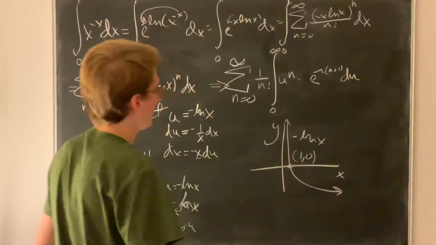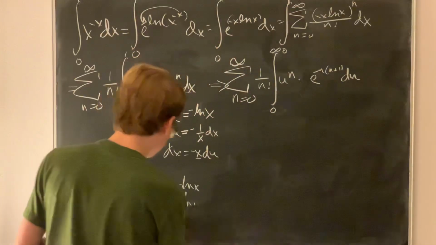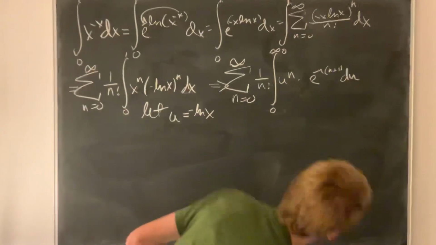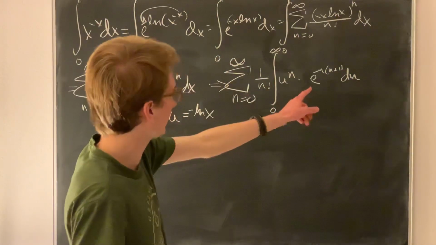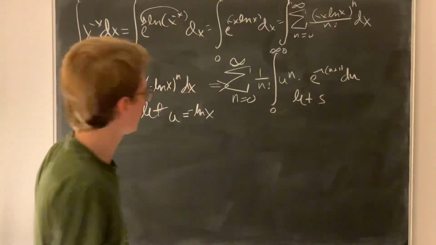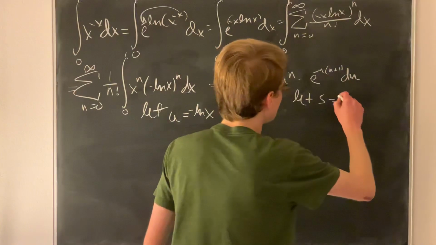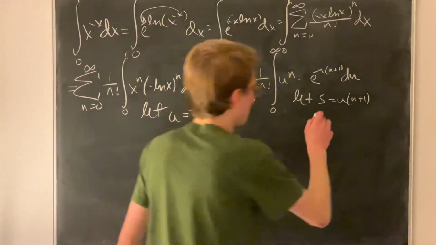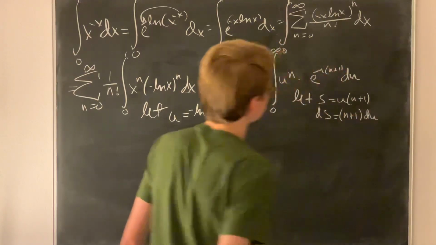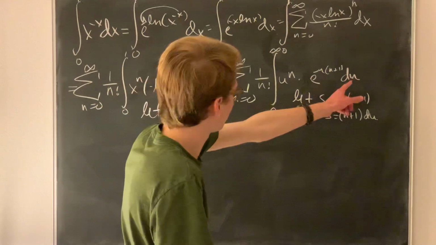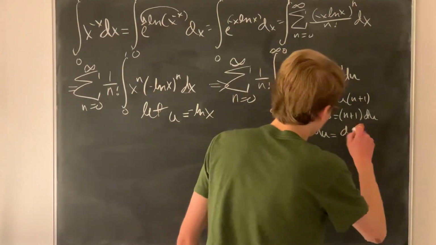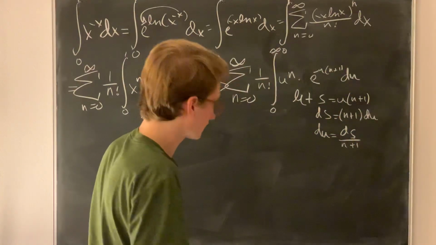Okay, it is at this point that things are starting to look up for us. We've made some progress, but we still have some interesting things left to do. At this point, let's clean up this integral. Let us define a variable s such that s equals u times n plus 1. If we differentiate s with respect to u, we get n plus 1 times du. But over here we just have a du by itself, without this n plus 1 term. So with simple algebra, we can express du in terms of ds: du equals ds over n plus 1. Okay, so that's something we're going to have to multiply.